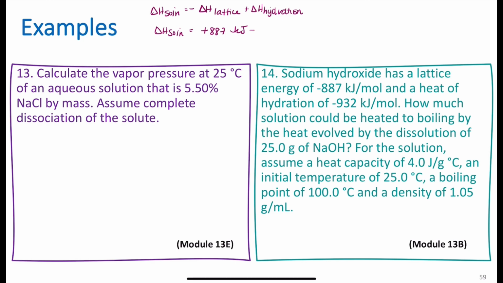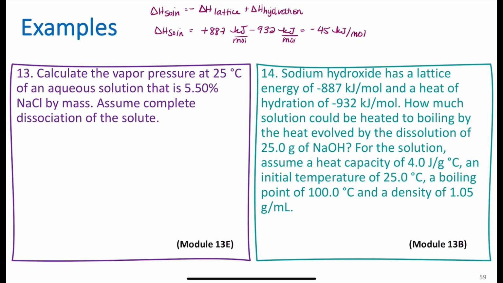plus the delta H of hydration, which is that solute-solvent interaction happening. Hydration is the same as solvation. Solvation is surrounding those ions with the water molecules and those interactions forming. So in this case, my delta H of hydration is negative 932 kilojoules per mole. This gives me overall, this is per mole, negative 45 kilojoules per mole. So what that means is if I dissolve an entire mole of sodium hydroxide, it's going to release 45 kilojoules of heat.